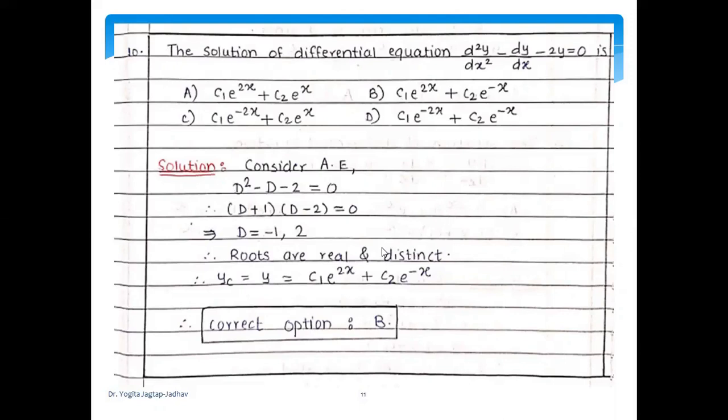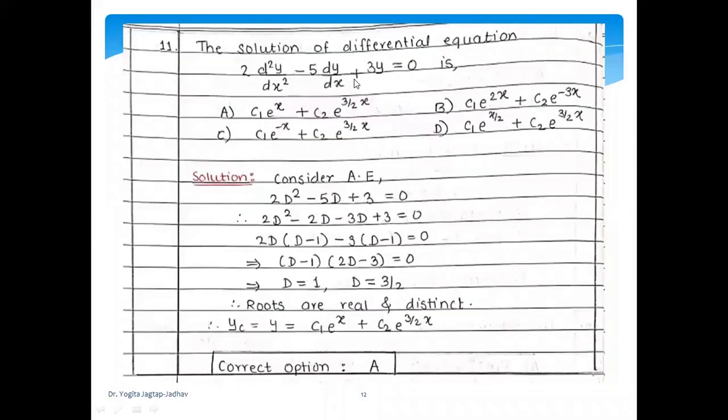By using the factorization method, we can factorize this quadratic equation as a product of two factors. The first factor is D + 1, the second factor is D - 2. When I equate it with 0, we can write down the values D = -1 and D = 2. These roots are real and distinct. Therefore, by using case number 1 of the complementary function, we have yc, that is y = c1 e^(2x) + c2 e^(-x). Therefore, the correct option is B.